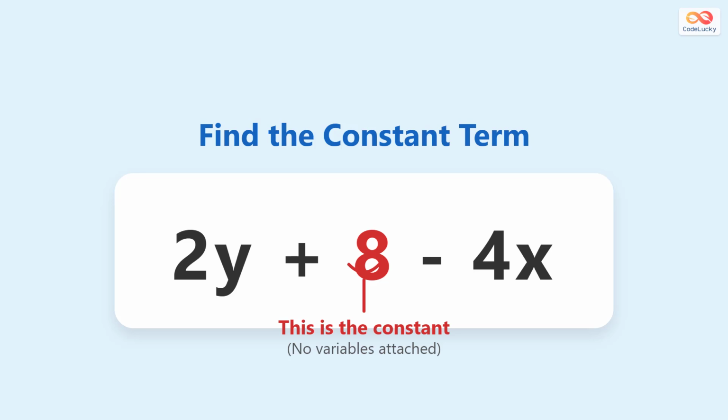Can you spot the constant in this expression? We have 2y plus 8 minus 4x. The constant is the number 8. It is the only part that has no letter attached to it.